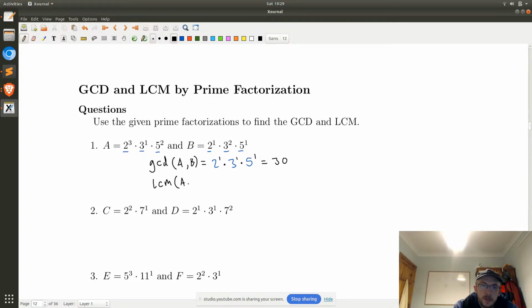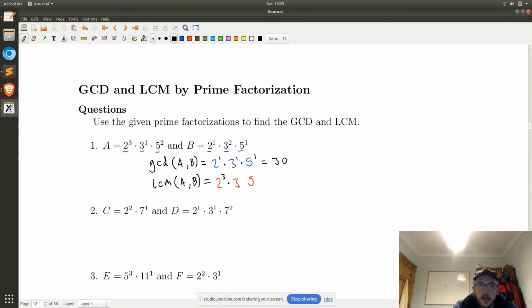For the lowest common multiple, it's pretty much the same thing, but in reverse. You start out just the same. You list the 2, the 3, and the 5, because those are the prime numbers in the base position that you can actually see. And then you just say, not who has the lowest power of 2, but who has the highest power of 2. In this case, it's A. And what power of 2 do they have? The answer is 3.